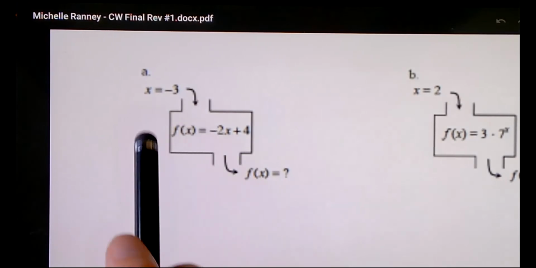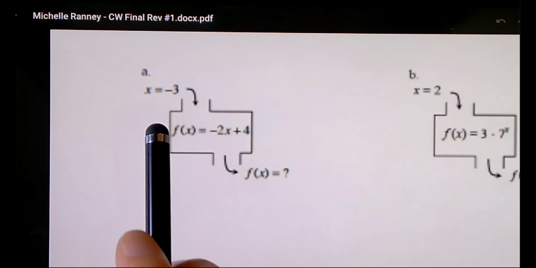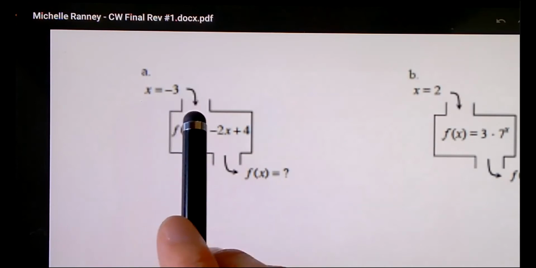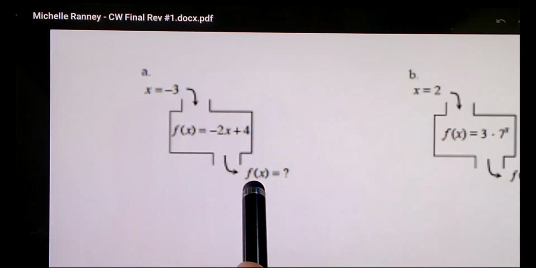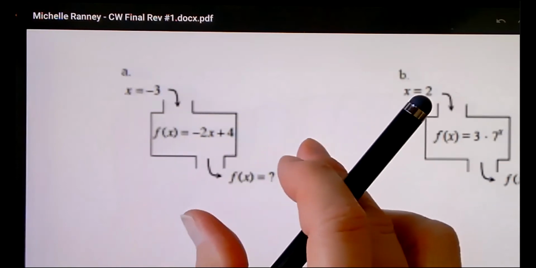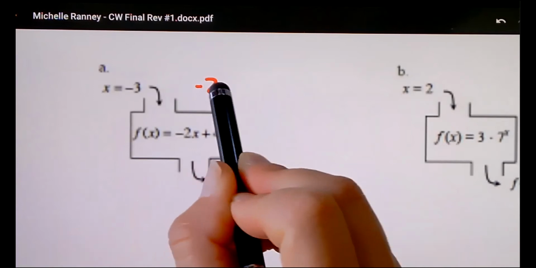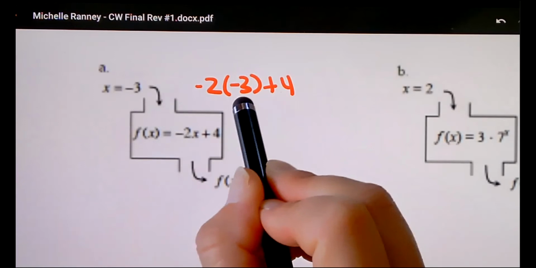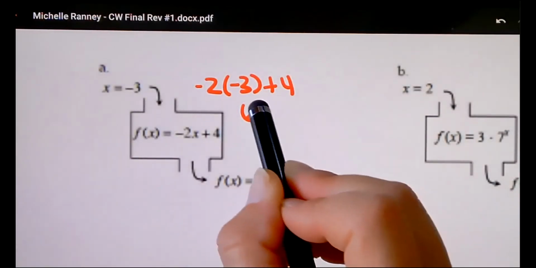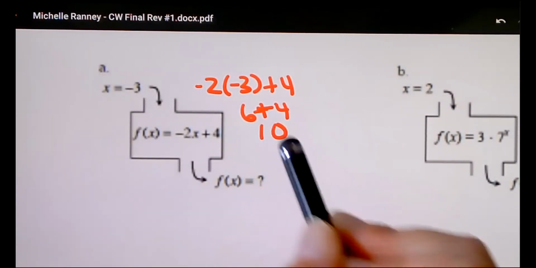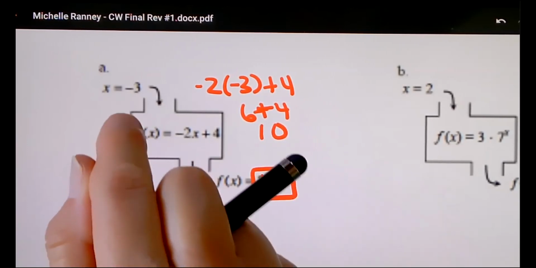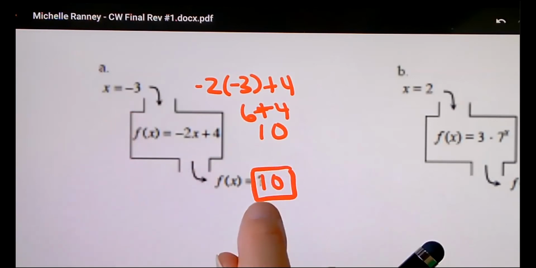I apologize. So this is when we were learning about function machines. So this is your input, negative 3, x is negative 3. We're going to plug that in here, and we get our output out. So I am going to put negative 3 into this function. So I'm going to have negative 2 times negative 3 plus 4. When I work that out, I get 6 plus 4, or 10. So f of x is 10. That is our output. I put in a negative 3 and I get out a 10.